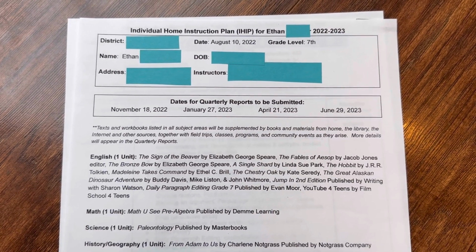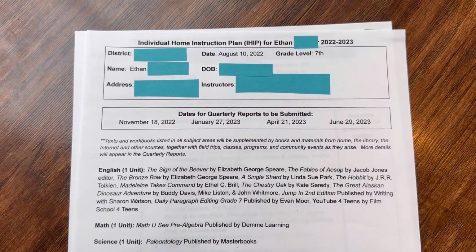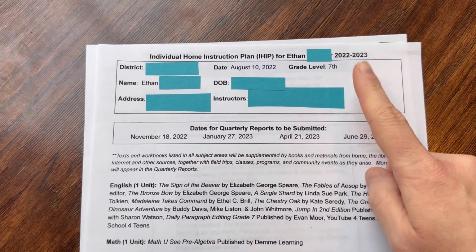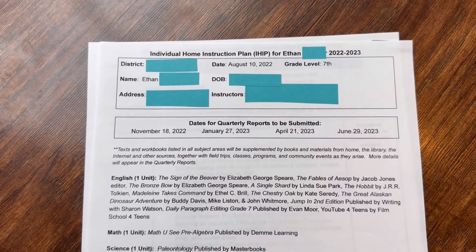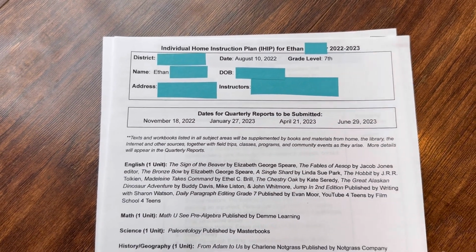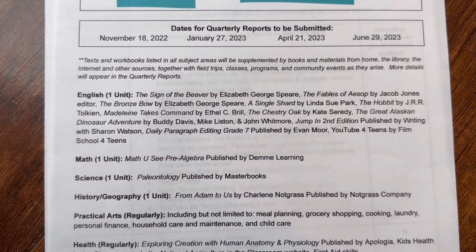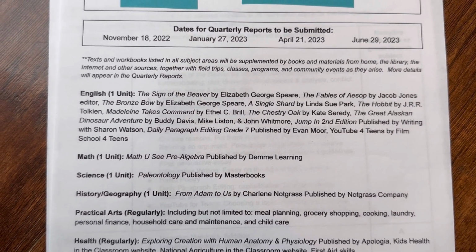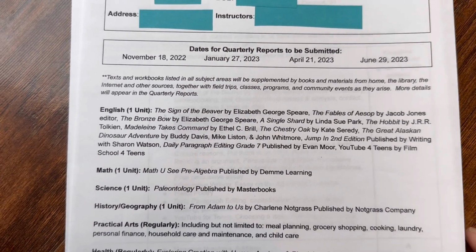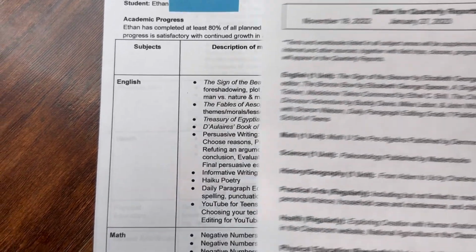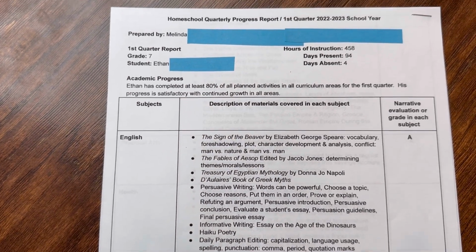So now let's take a look at a 7th and 8th grade example. Again, this is an IHIP. This was from last year because I don't have mine done yet, my quarterly reports. But anyway, let's take a look at English. This is what I put for English that my 7th grader was going to do last year. And now let's take a look at the quarterly report.